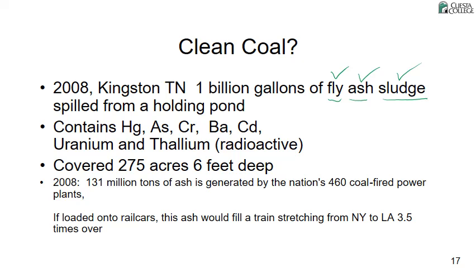In 2008 in Tennessee, 1 billion gallons of this fly ash sludge spilled from a pond. The fly ash sludge contains a list of the world's worst elements, like mercury, arsenic, chromium, barium, cadmium. Throw in some uranium and thallium that are radioactive as well as toxic. You get a nice pot of muck from clean coal. This particular spill covered 275 acres, 6 feet deep. As I said, we make a lot of fly ash sludge, 131 million tons in our 460 coal-fired power plants.